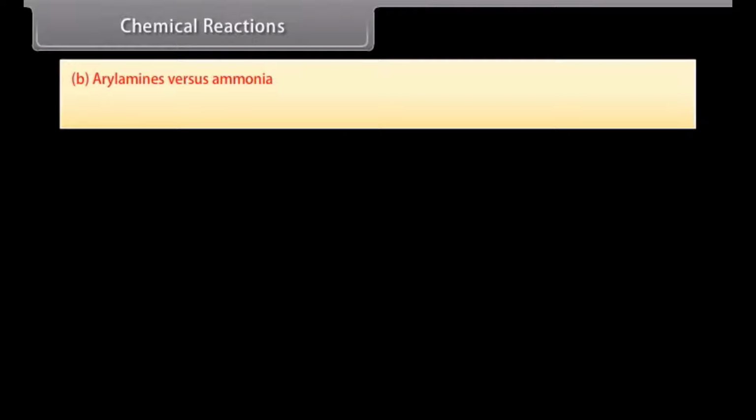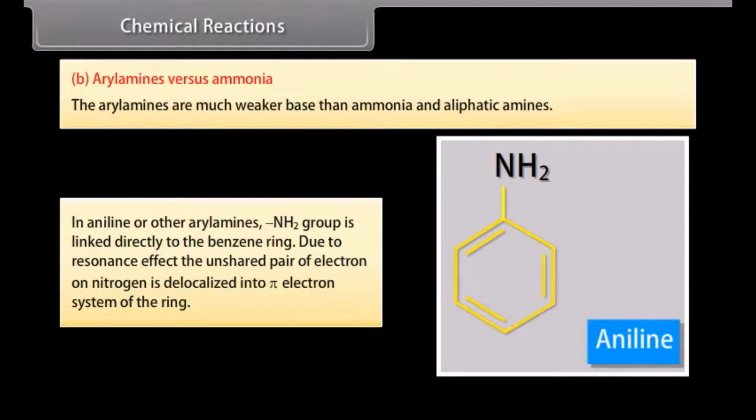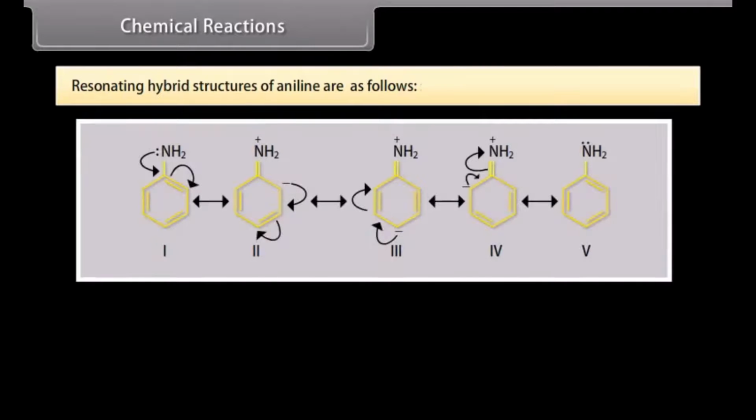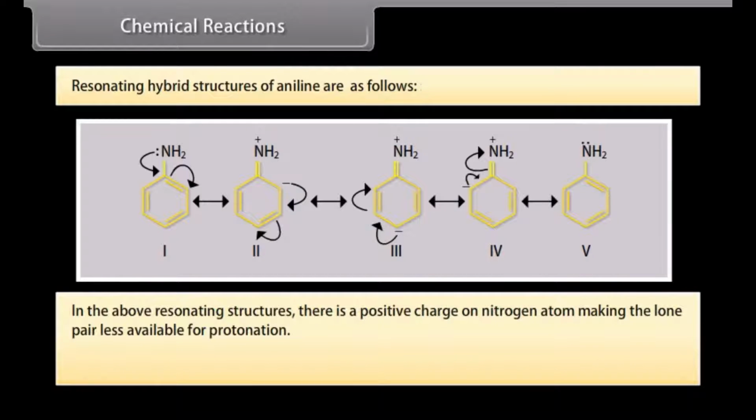Arylamines versus ammonia. The arylamines are much weaker bases than ammonia and aliphatic amines. In aniline or other arylamines, the NH2 group is linked directly to the benzene ring. Due to the resonance effect, the unshared pair of electrons on nitrogen is delocalized into the pi electron system of the ring. Resonating hybrid structures of aniline are as follows. In these resonating structures, there is a positive charge on the nitrogen atom, making the lone pair less available for protonation. Hence, aniline is less basic than ammonia and aliphatic amines.